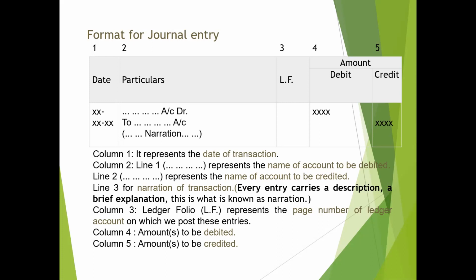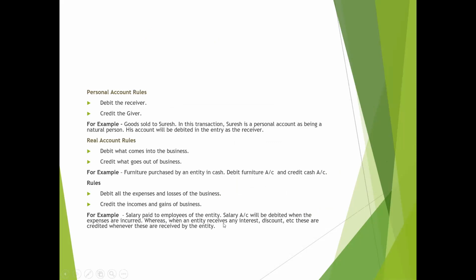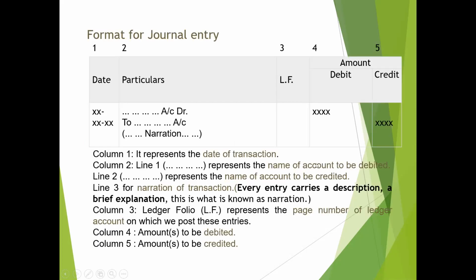For example, in the previous example we discussed here, the salary paid to the employees. So salary account will be debited and the cash account credited. So automatically the first line is salary account debtor to cash account creditor, isn't it? So next, line 3 is for the narration of the transaction. Narration means every entry carries a description, a brief explanation. This is what is known as narration.